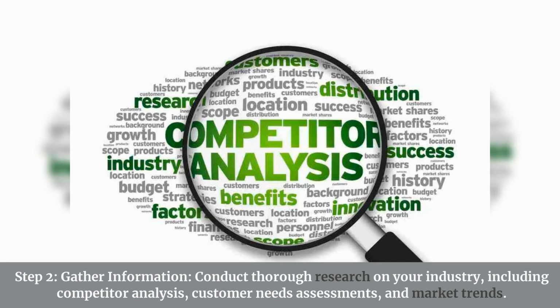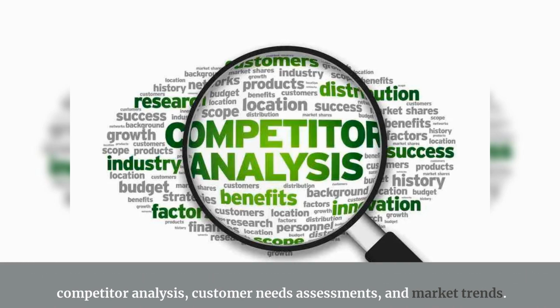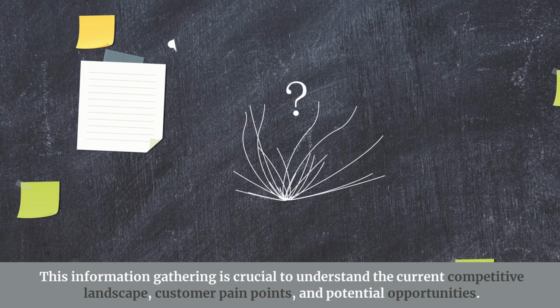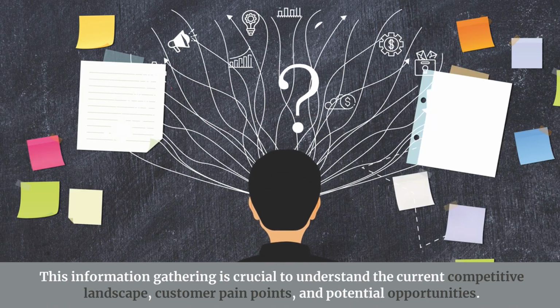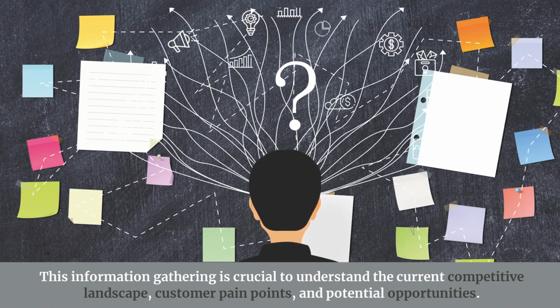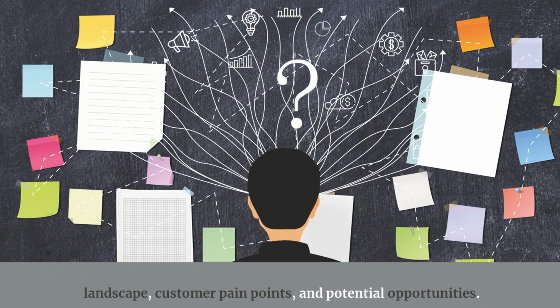Step 2. Gather information. Conduct thorough research on your industry, including competitor analysis, customer needs assessments, and market trends. This information gathering is crucial to understand the current competitive landscape, customer pain points, and potential opportunities.